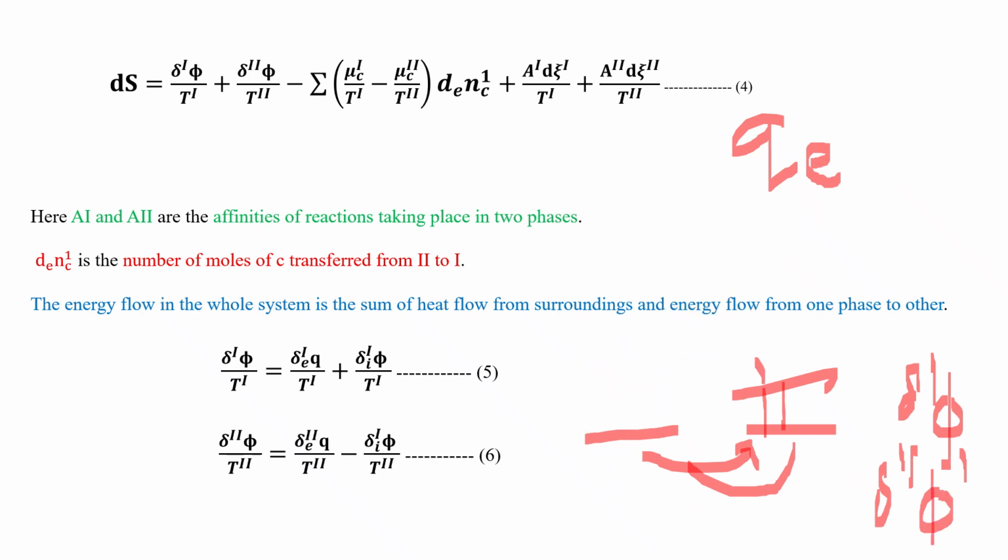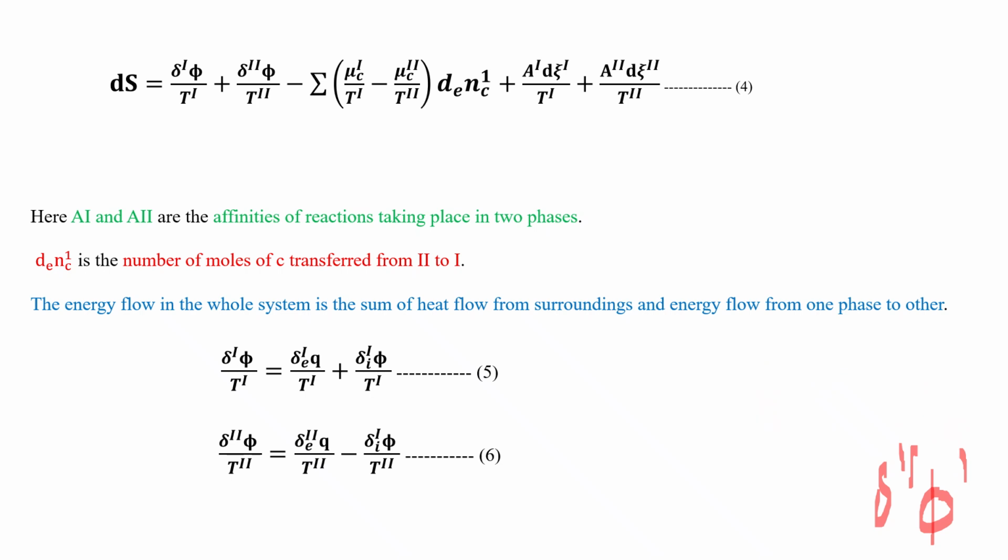So on the whole, when we are discussing the energy flow in system 1, it includes the heat flow from system 2 to system 1. At the same time, heat flow from the surrounding to the system.